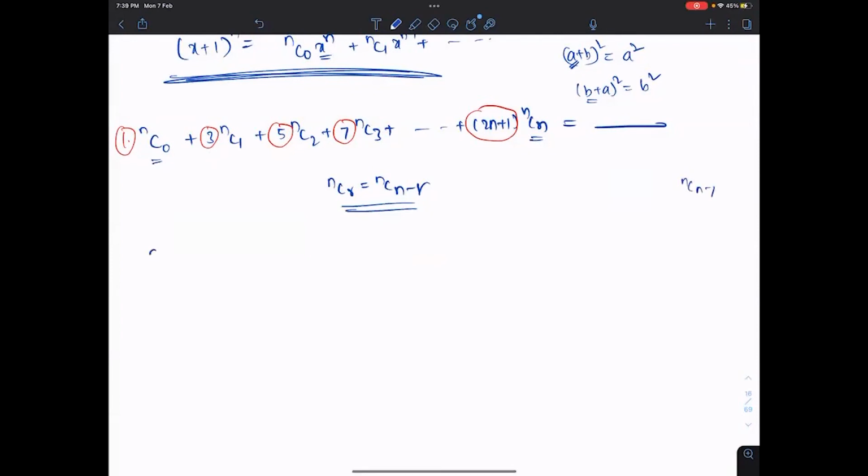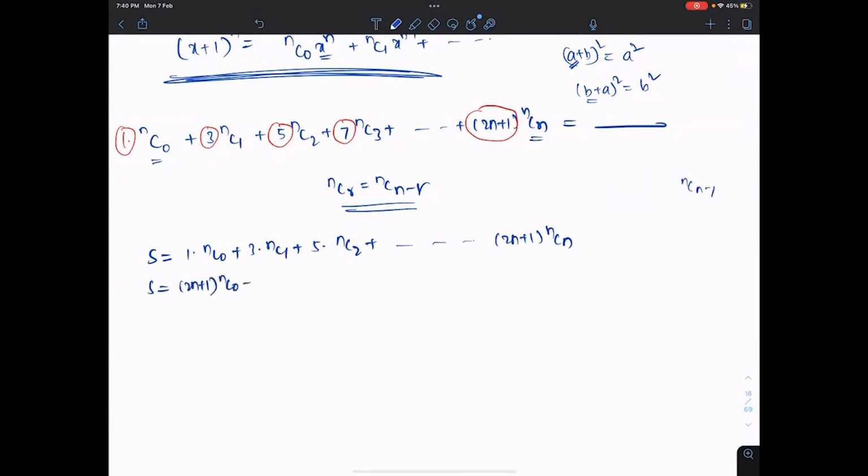Okay, so first you write down S. S is 1 into nC0 plus 3 times nC1. So when the coefficients are in AP, you just need to write like this. Then the same sum you write down in reverse. So 2n plus 1 into, what is nCn?